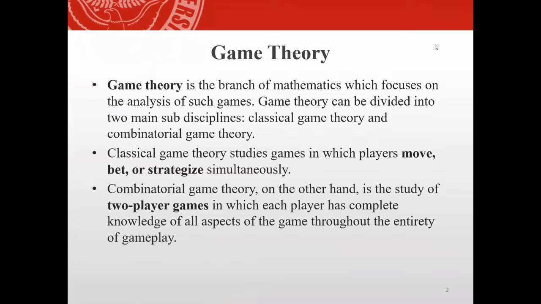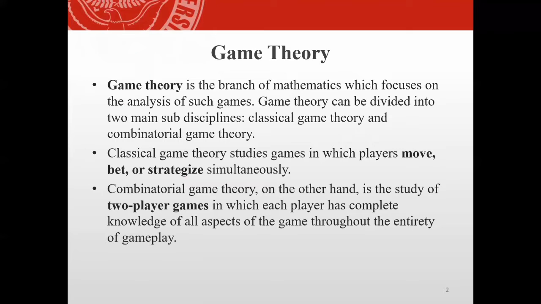A game, in the mathematical sense, is a situation in which players make rational decisions according to defined rules in an attempt to receive some sort of payoff. Game theory is the branch of mathematics which focuses on the analysis of such games. Game theory can be divided into two main subdisciplines: classical game theory and combinatorial game theory.